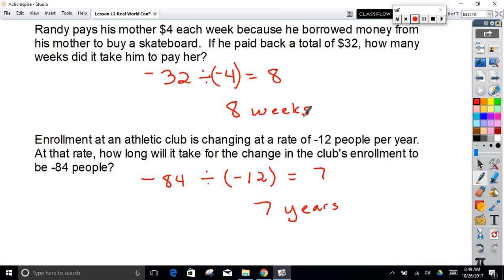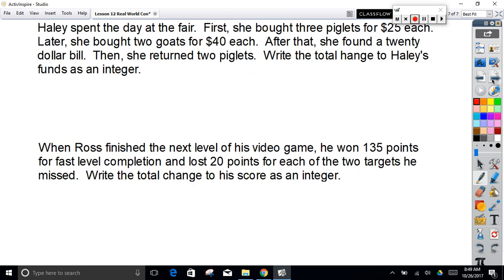Okay, the next slide just has some kind of interesting longer problems. I like this one. Haley spent the day at the fair. First, she bought 3 piglets for $25 each. Later, she bought 2 goats for $40 each. After that, she found a $20 bill. Then she returned 2 piglets.